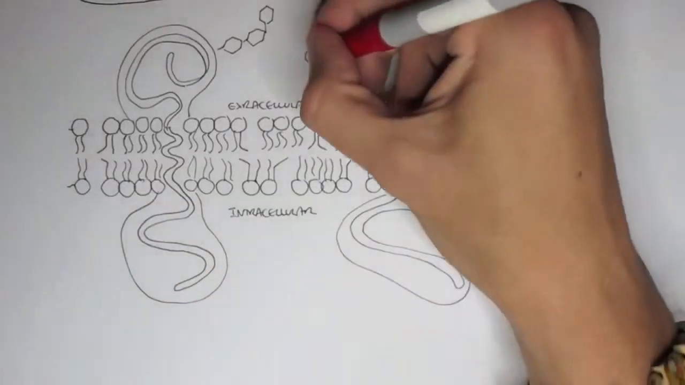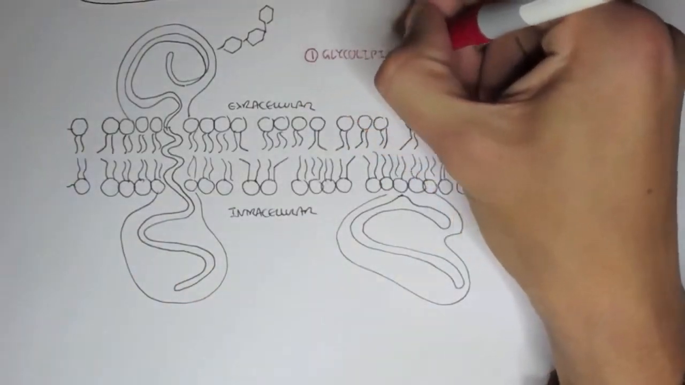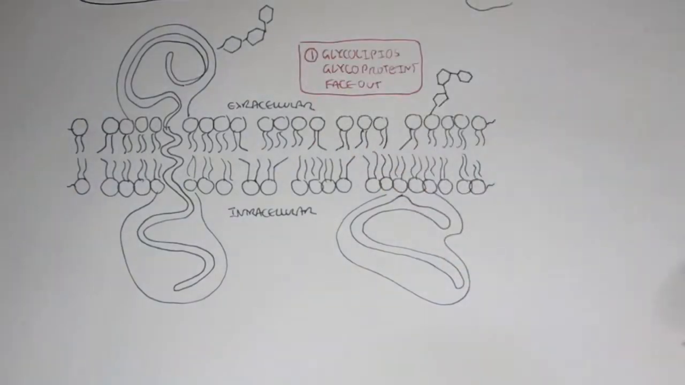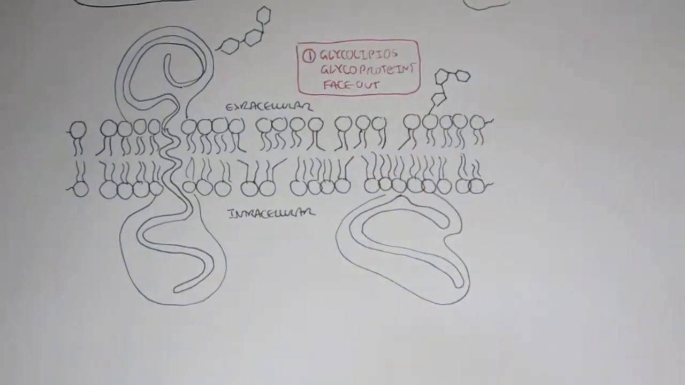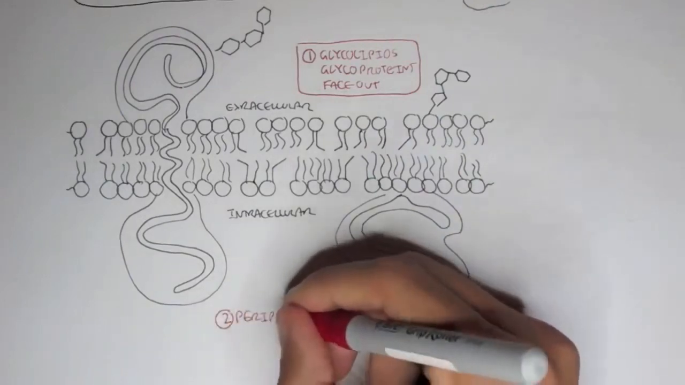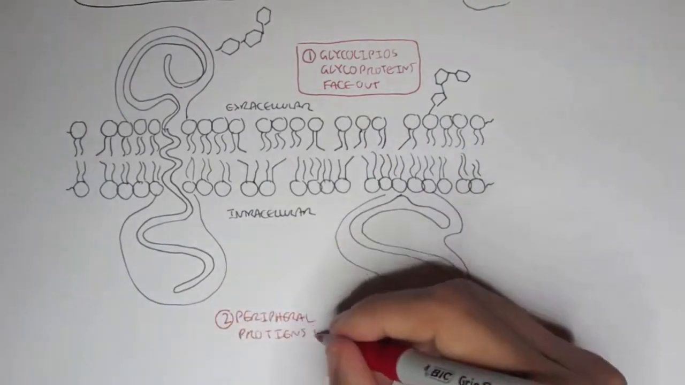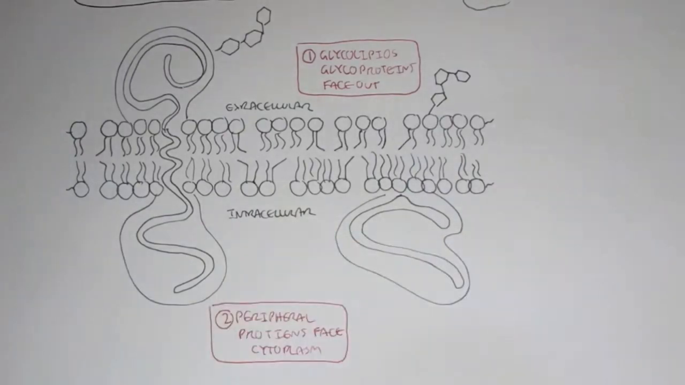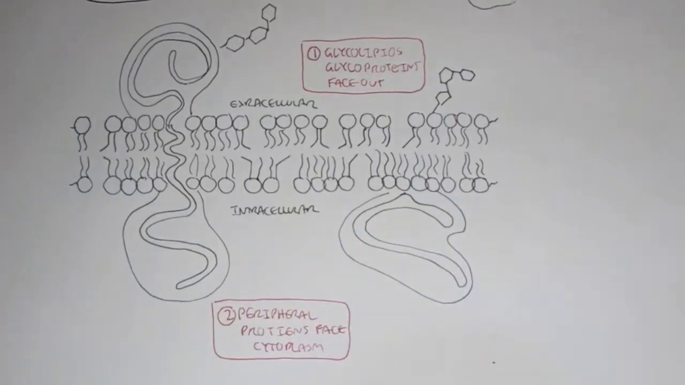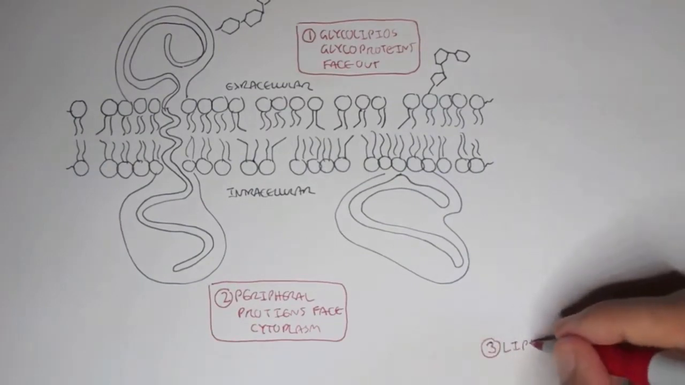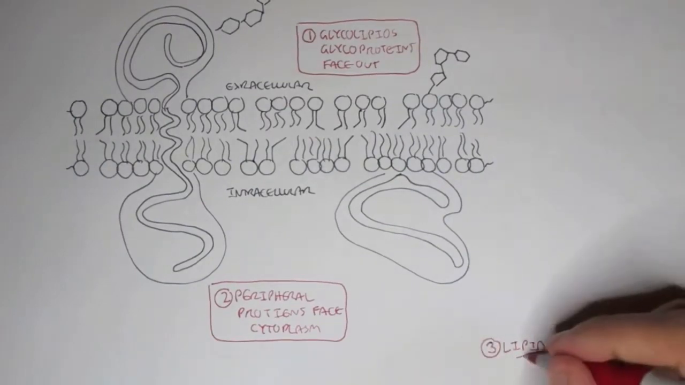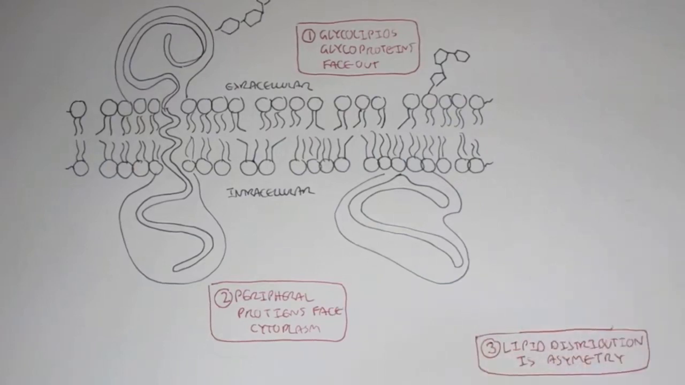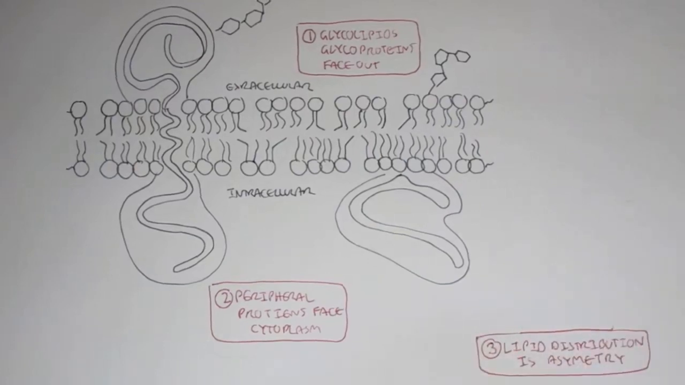Let's step away from the saturated and unsaturated fatty acids and now look at the structures of the lipid membrane bilayer. So one important thing is that glycolipids and glycoproteins always face out, facing the extracellular fluid. Two, the peripheral proteins usually face the cytoplasm. And three, the lipid distribution is asymmetrical. So there's a different distribution of the different types of lipids on the top layer and the bottom layer.